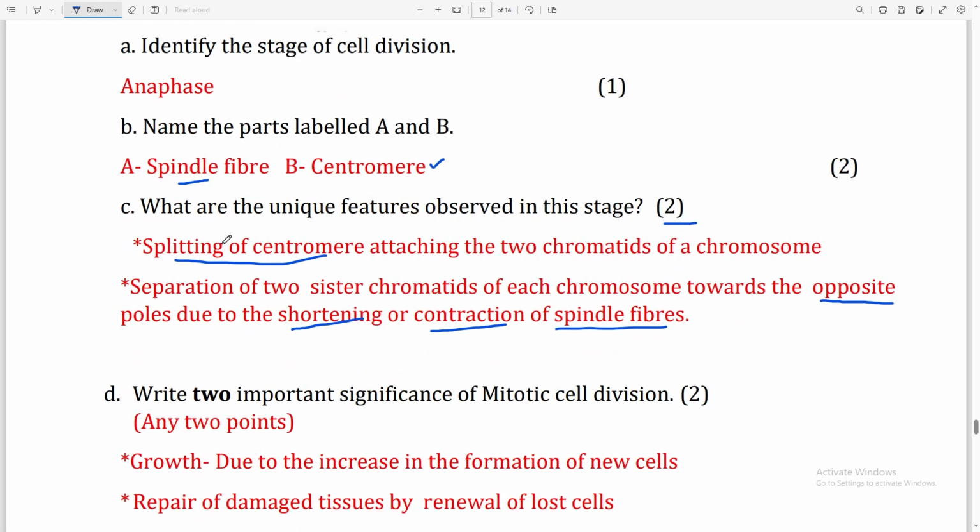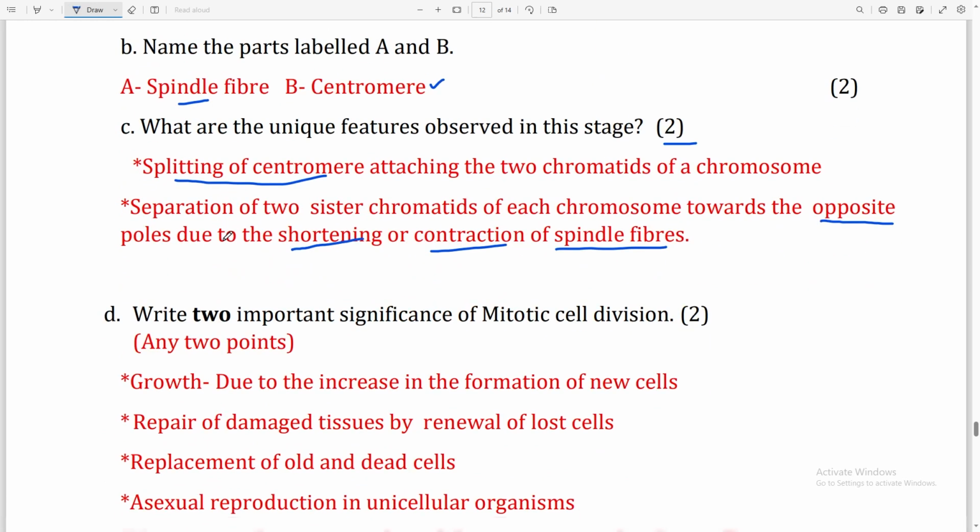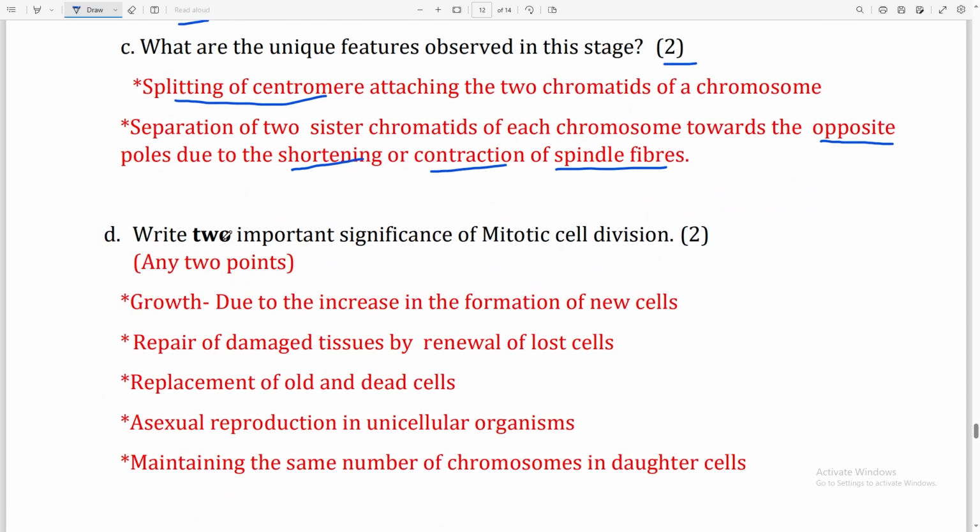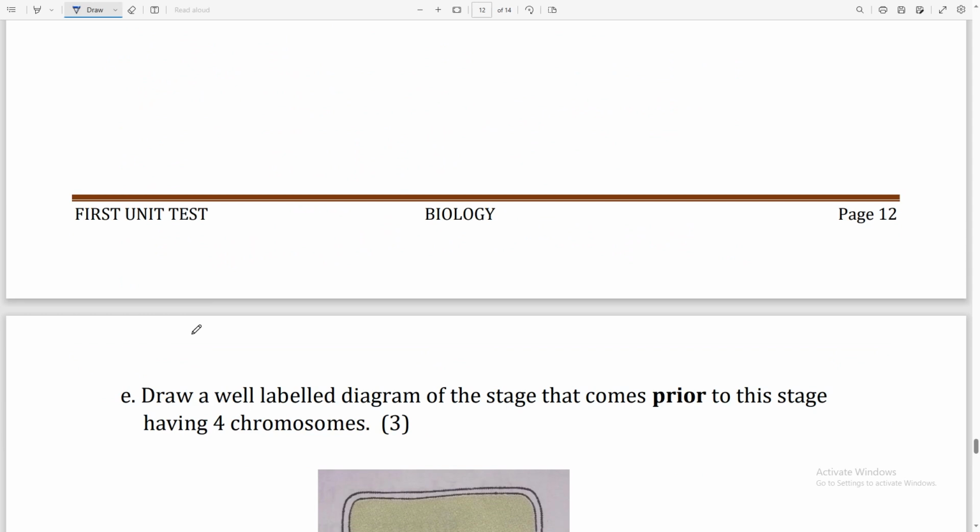Write 2 important significances of mitotic cell division. Out of these 5 points, you can choose any 2 points. You can mention growth, or repair, or replacement, or asexual reproduction, or maintaining the same number of chromosomes in daughter cells. But don't forget to write the full sentence: what is growth, what is repair, where replacement is required, in which organisms asexual reproduction is carried out, and the maintenance of the same number of chromosomes in the daughter cells.